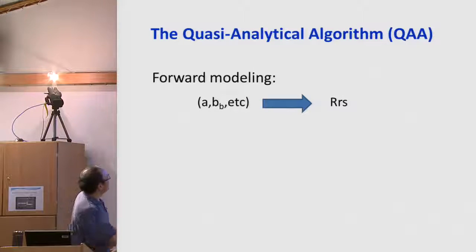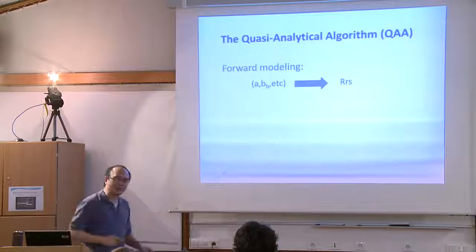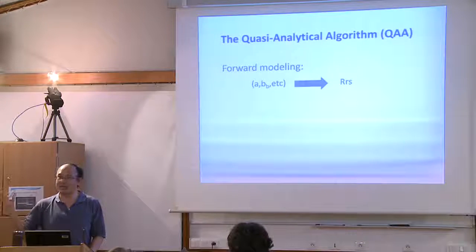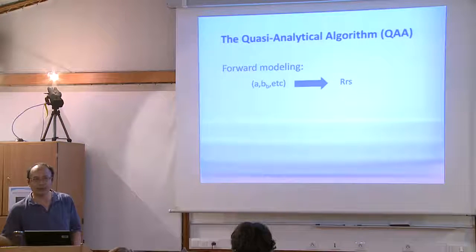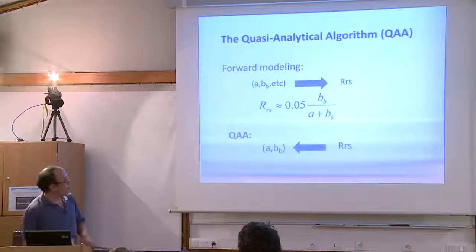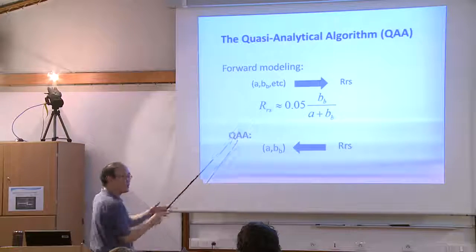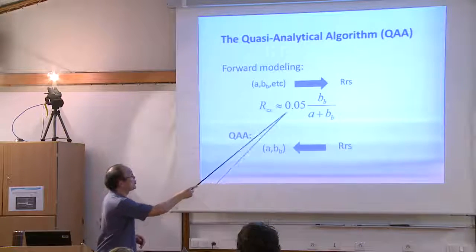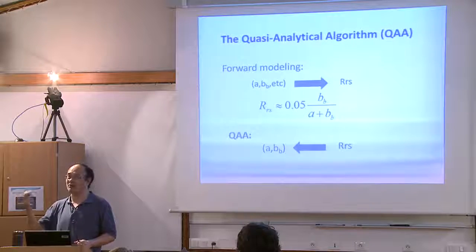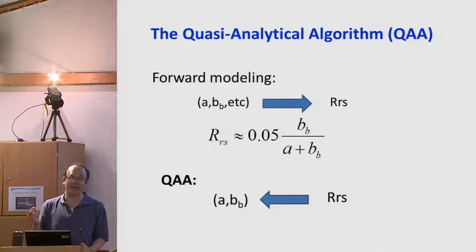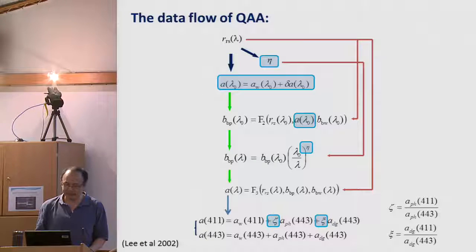As I mentioned, in the forward model, it's A and BB that make remote sensing reflectance, not the individual components. It's the individual components that sum up to make this total A, this bulk optical property, which then gives remote sensing reflectance. So for inversion, we should be able to say, okay, from RS, you invert this arrow, then you get A and BB. As I also mentioned, remote sensing reflectance is roughly 0.05 times BB over A plus BB. So the first-order IOPs we can derive from remote sensing reflectance are A and BB, these total bulk IOPs.